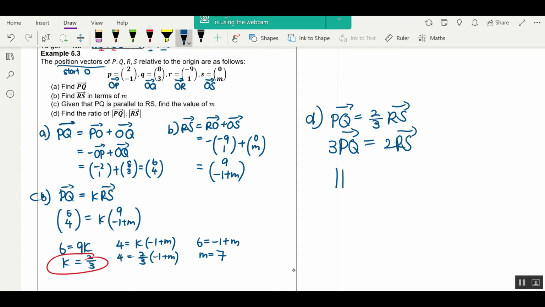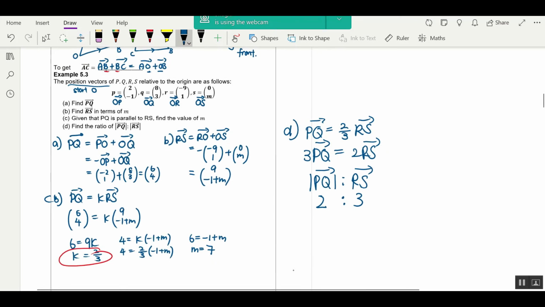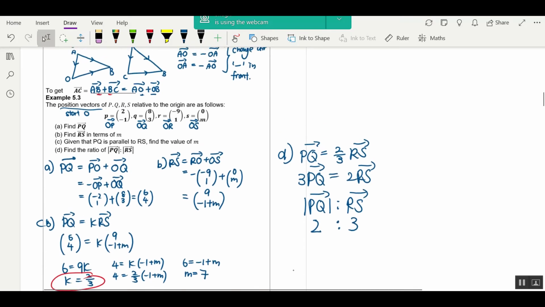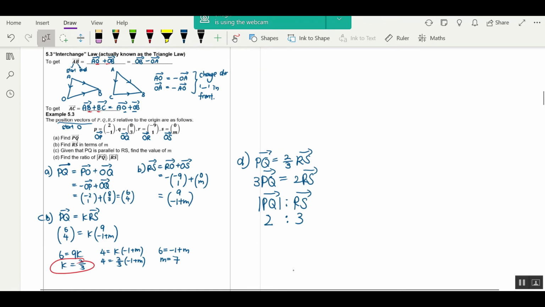If I'm going to change this to magnitude form, okay, what does this mean? PQ is shorter. That's why PQ needs to multiply by 3. So PQ will take the smaller unit and RS will take the bigger unit. But just like that, everything comes into play: your parallel property, converting your coordinates to position vector. Okay, and then today something new is about the interchange law, or your school will probably call it the triangle law.